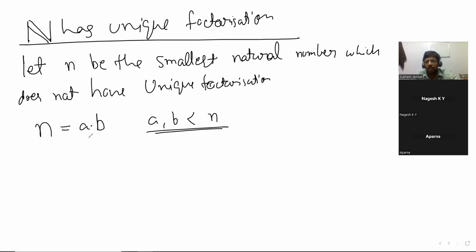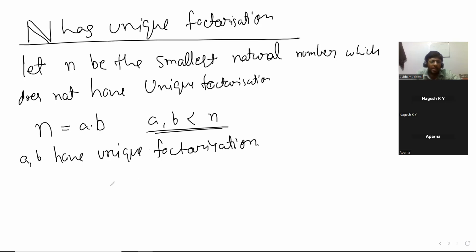But then you know that these two numbers have unique factorization because they are smaller. N was the smallest number which doesn't have unique factorization. So then A and B have unique factorization. Yeah, but then there is nothing to do, right? It's a problem.